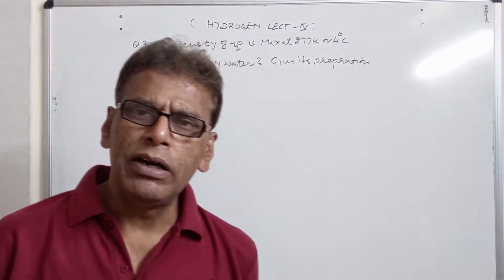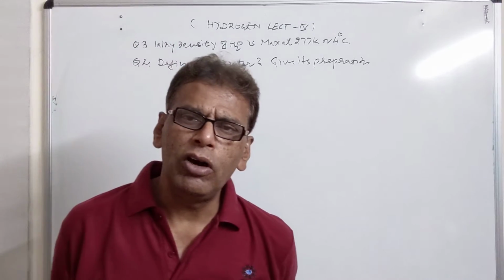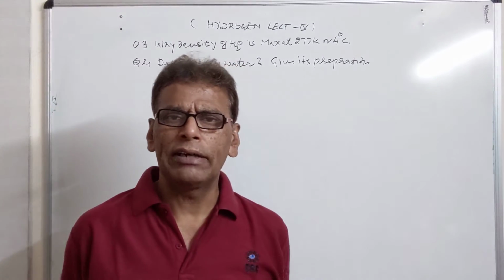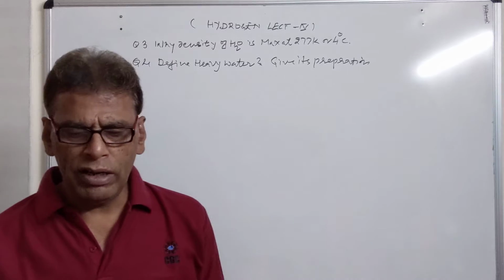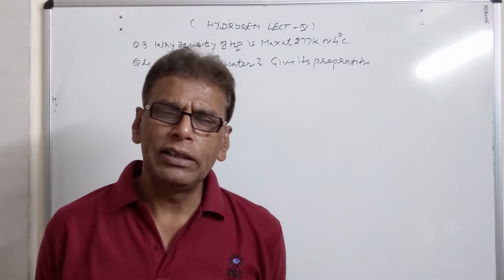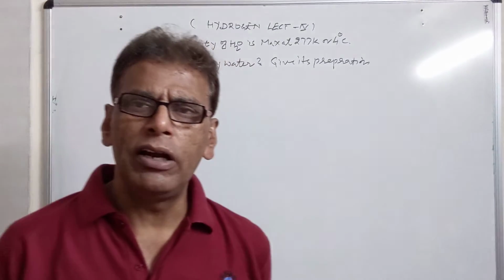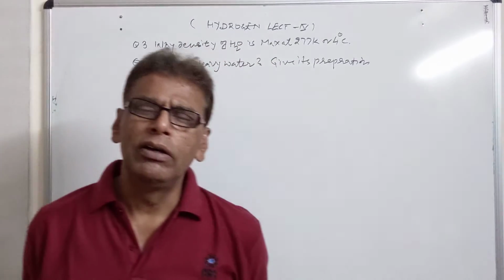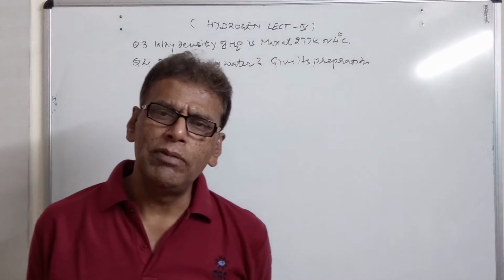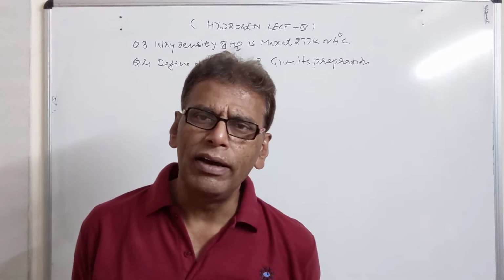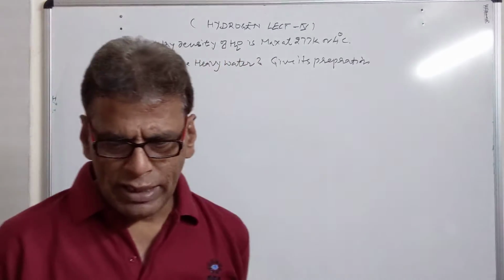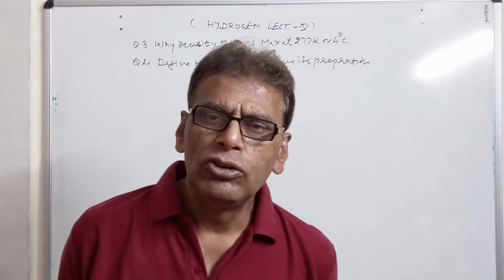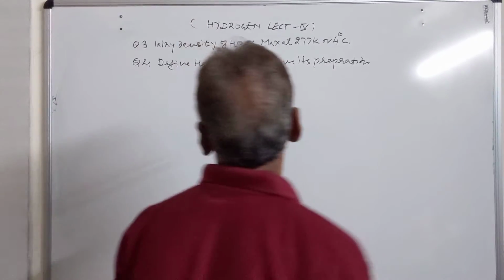When ordinary water containing some amount of NaOH is subjected to electrolysis, the ordinary water goes off in the form of hydrogen and oxygen, and the remaining volume after the end of the process will be that of D2O containing traces of sodium ions in it. So this is the way heavy water is prepared.